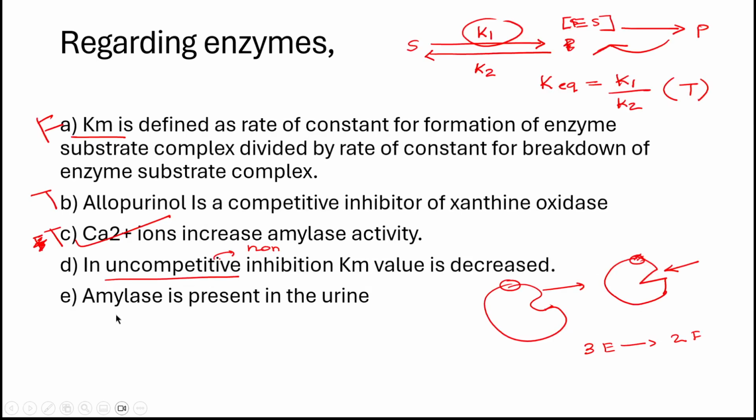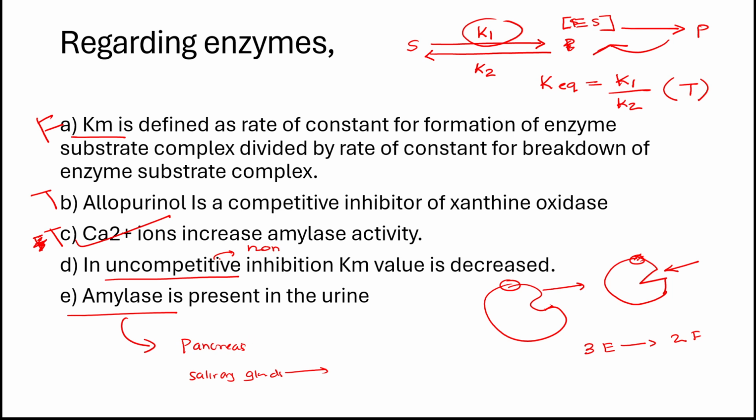Right. Amylase is present in the urine. Again, this is a statement which requires a little bit of knowledge on diseases. Amylase is elevated due to many circumstances, many diseases in the body. Now, where would you see amylase production? Either in the pancreas or the salivary glands. Now, tumors of the salivary glands will lead to increased amylase levels. That's not very frequently seen, but yes.